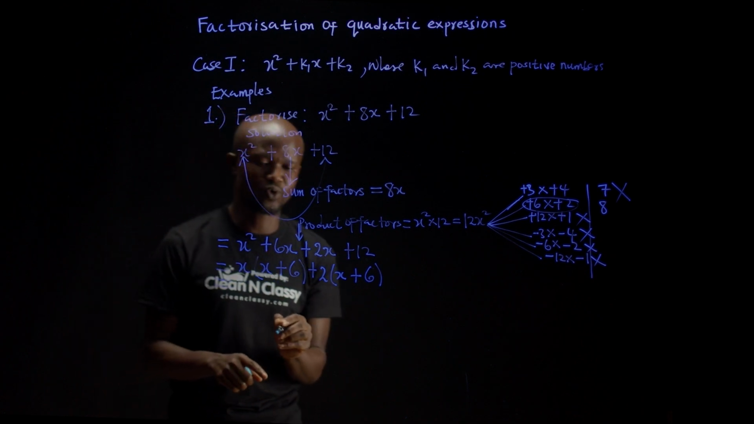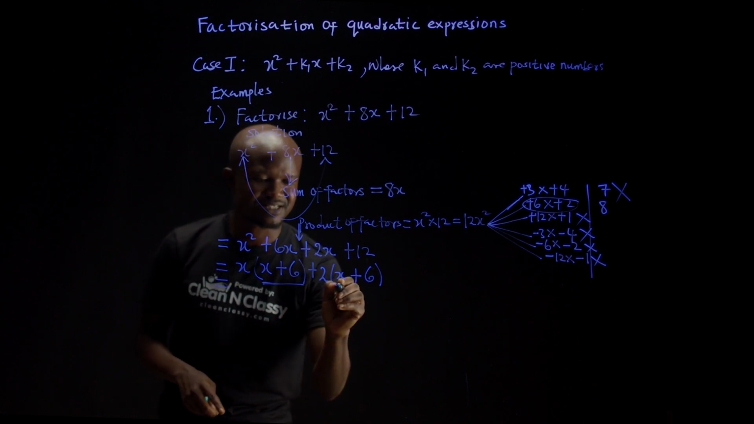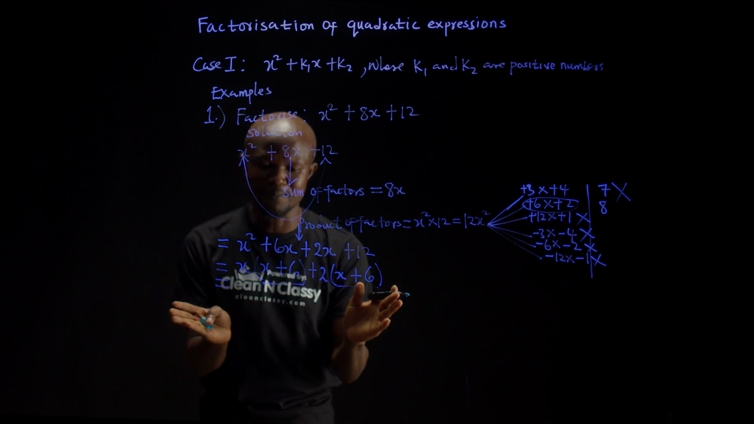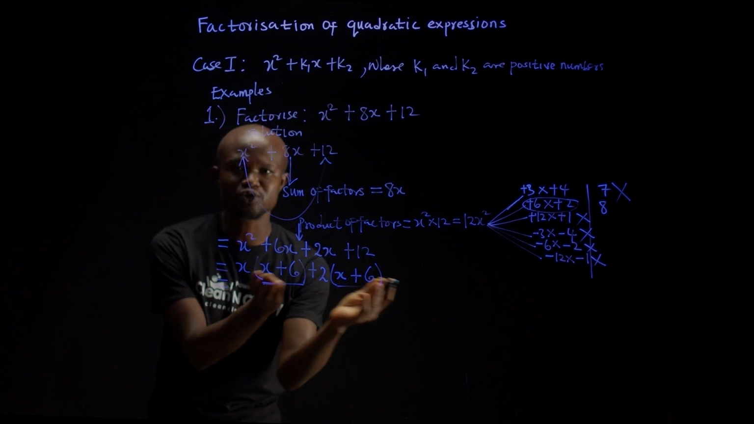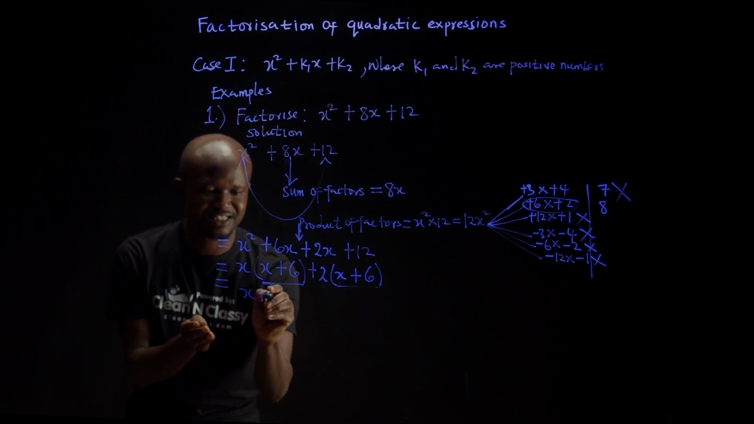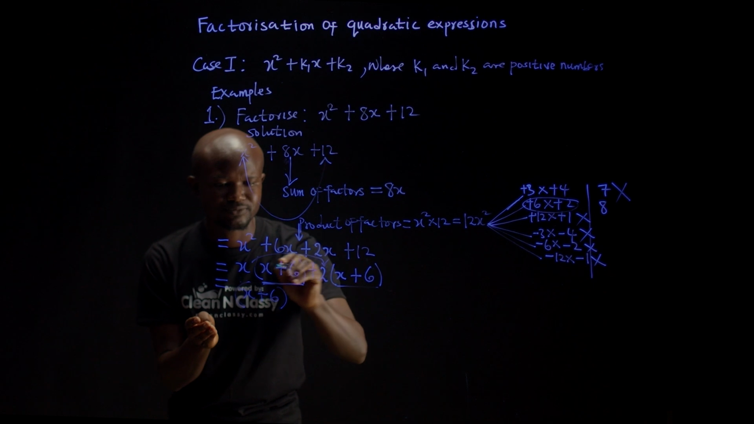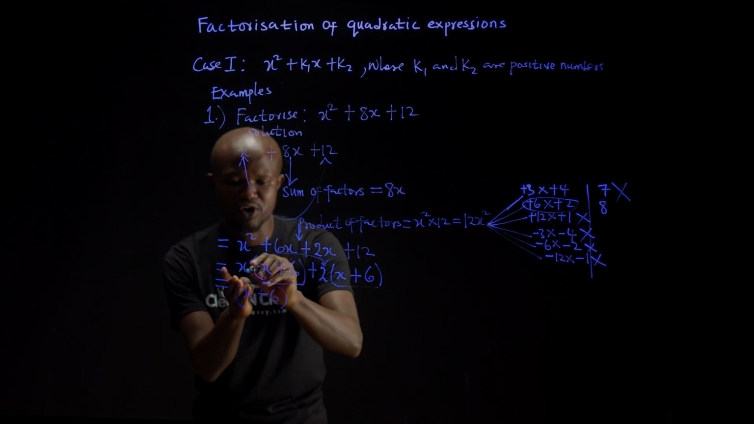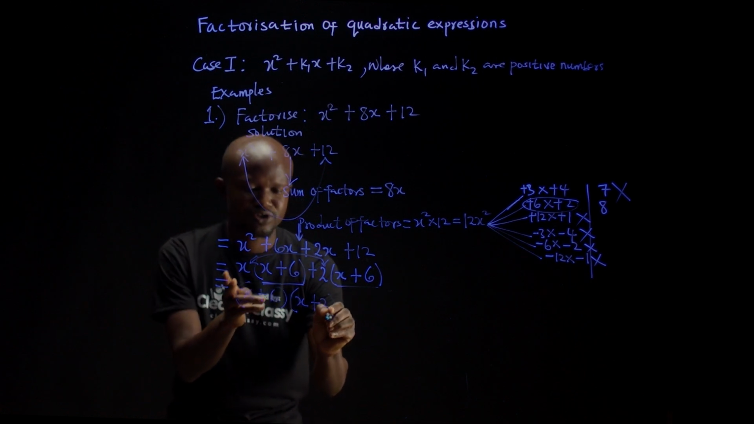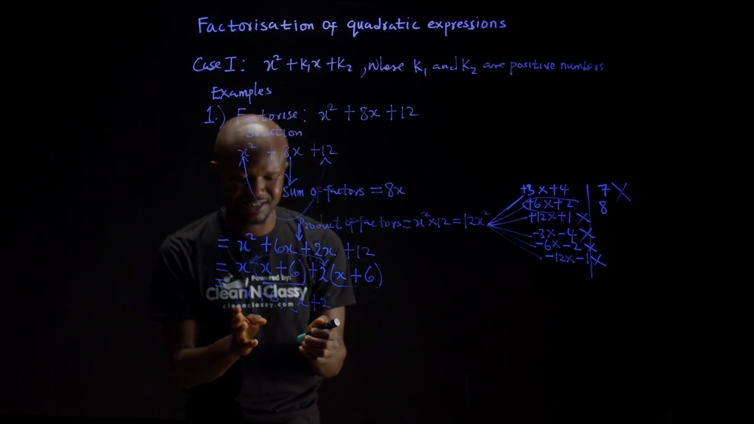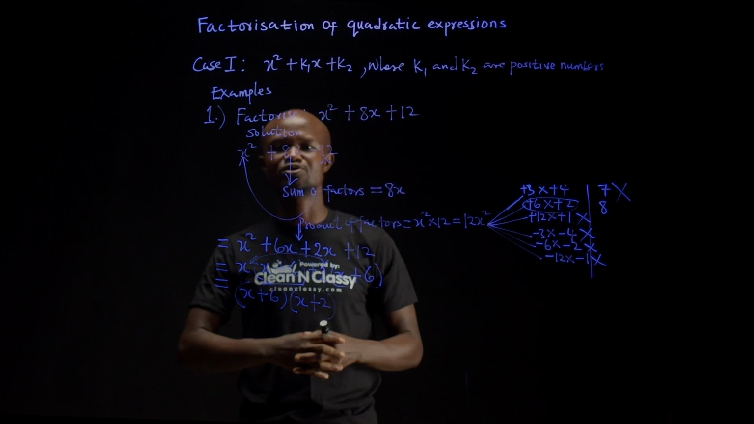Now, looking at what we have here, we can see that x plus 6 is common to both terms. We bring out x plus 6, then we combine the two remaining factors, x and 2, to get x plus 2. So the answer is x plus 6, bracket, x plus 2, bracket. That is the solution to the problem. Thank you.